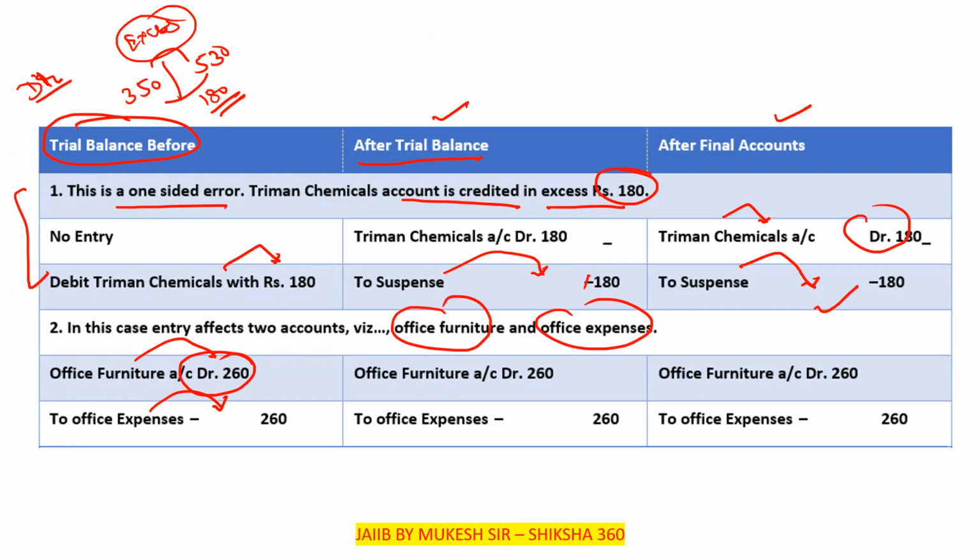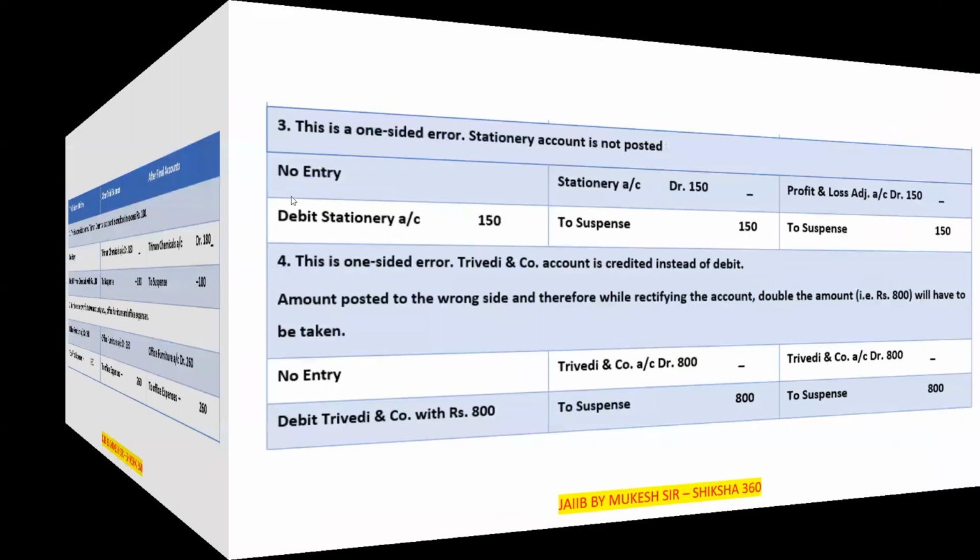So after that, we have to rectify that entry. This is the thing we have to do. We have to debit the office furniture account.